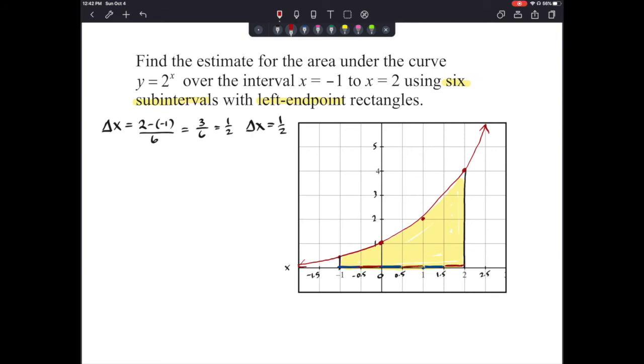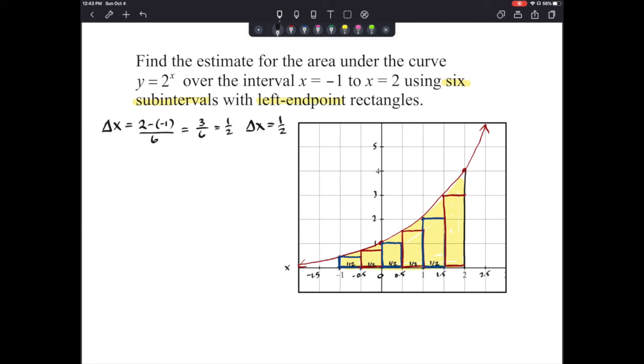If we're going to draw in our rectangles, let's do that. I've got my first one. It's a left endpoint rectangle. So start on the left side, go up to your curve, then just come back and draw it in. And you can do that with each of them. All right, just go up to your curve, then go across. There are your rectangles. We already know that each of these has a base length of 1/2, right? Each rectangle has a base length of 1/2.